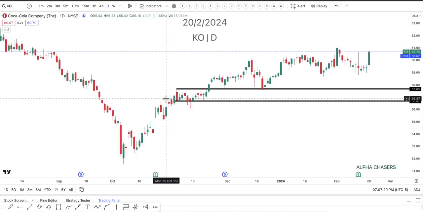Look at the amount of buying at Coca-Cola today, all right? It tells you that they're getting defensive. That's it.